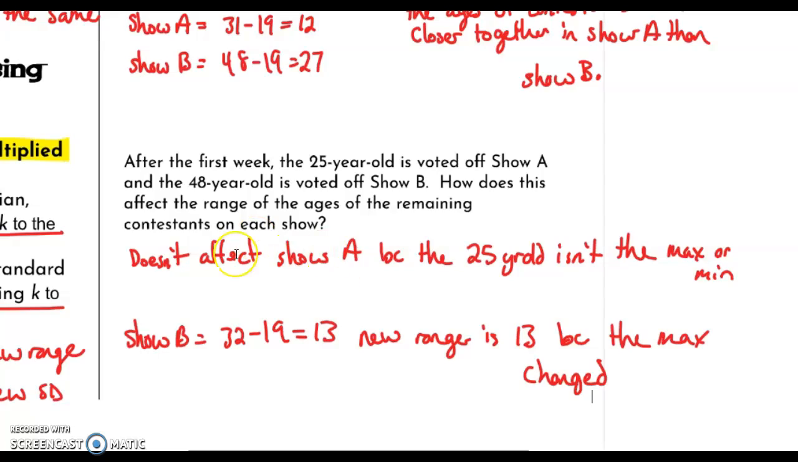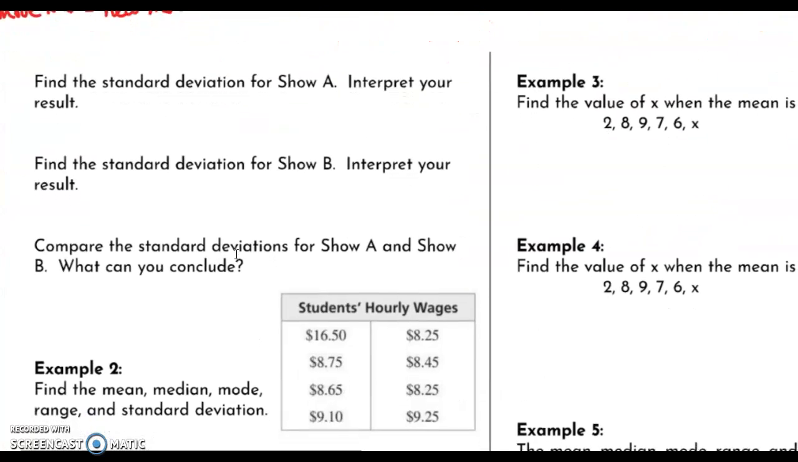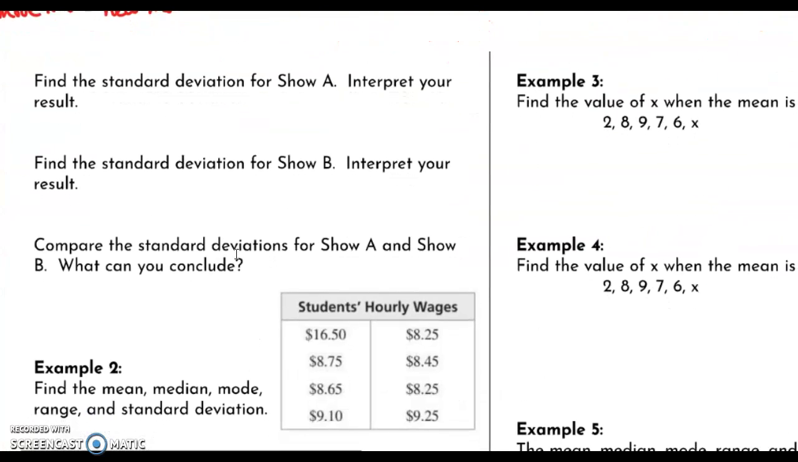Okay, let's look at the second page. We have another page to look at. It wants us to find the standard deviation for show A and the standard deviation for show B. So I'm going to have you put all the numbers for show A in list 1 and all the numbers for show B in list 2. We have instructions on yesterday's foldable of how to do that. So go ahead, I'm going to pause and let's put our numbers in our calculator now.